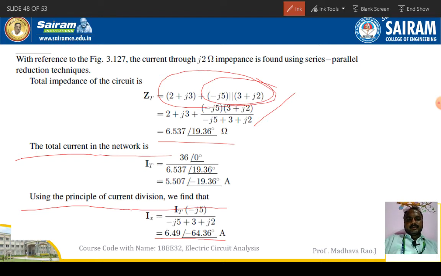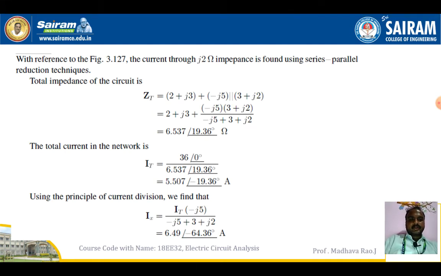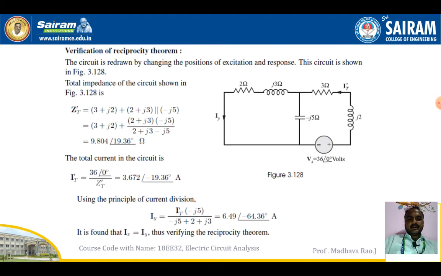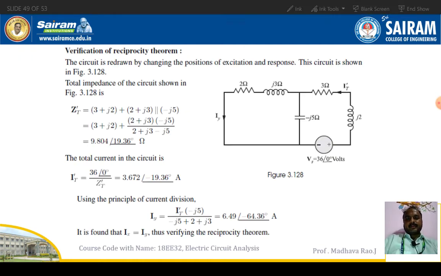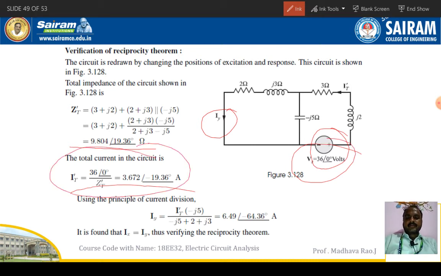Next, we need to replace the voltage source into a different branch in this network according to the reciprocity theorem. First we had the voltage source in this branch. Now we have moved it to here, without changing the current directions. Now we find ZT, the total impedance of the network, and find the total current in this network. Total current is equal to voltage divided by total impedance. The total impedance is 9.8 at an angle 19.36 degrees. So the total current IT dash is equal to 3.67 at an angle of -19.36 amperes.